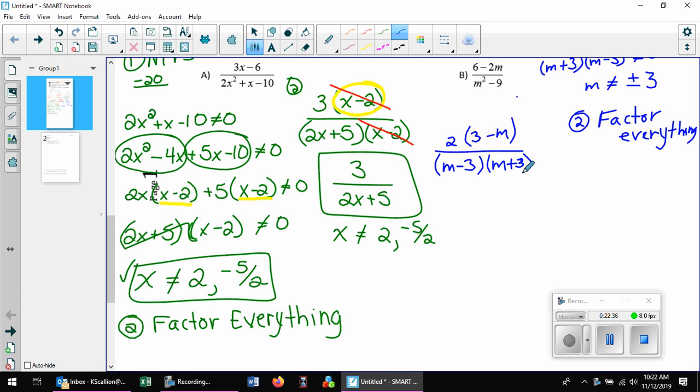So instead of doing this, I want to cross that out. It's wrong because it's not really wrong. You're just not going to get it simplified. I'd take out a -2, and I'd be left with a -3 plus m all over m minus 3, m plus 3. So now these are the exact same thing. They're just written in a wonky order.